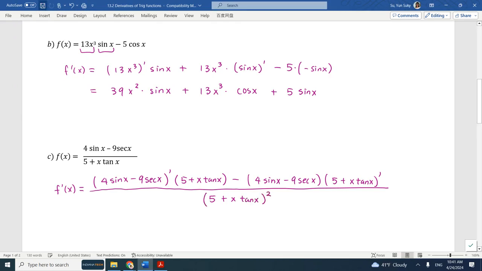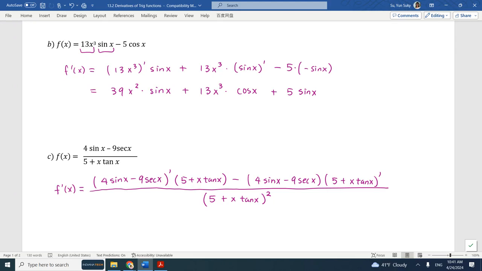Each step, you just do one thing. Do not skip steps. It's very easy to make mistakes, especially as our problems are now getting more and more complicated. So you've got to slow down and do it slowly. This step we use the quotient rule: U prime V minus U V prime over V squared. So far, so good, everybody?